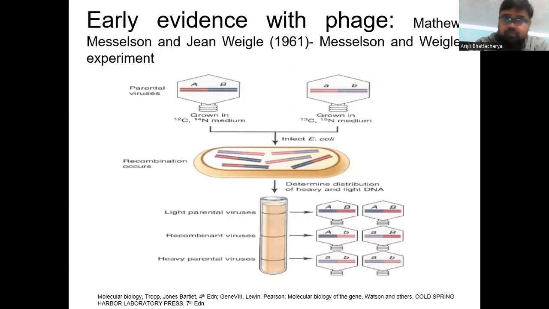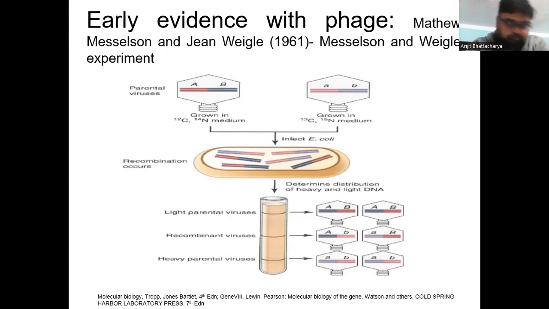So they grew these two phage in two different media, isolated them, and then co-infected a host E. coli cell with these two phages simultaneously. So the genomic DNA from both the phage will get into the E. coli cell, and if they recombine, then there will be some DNA which would be labeled both by light and heavy isotopes. But if they don't recombine, then the DNAs will be either heavily labeled or lightly labeled.